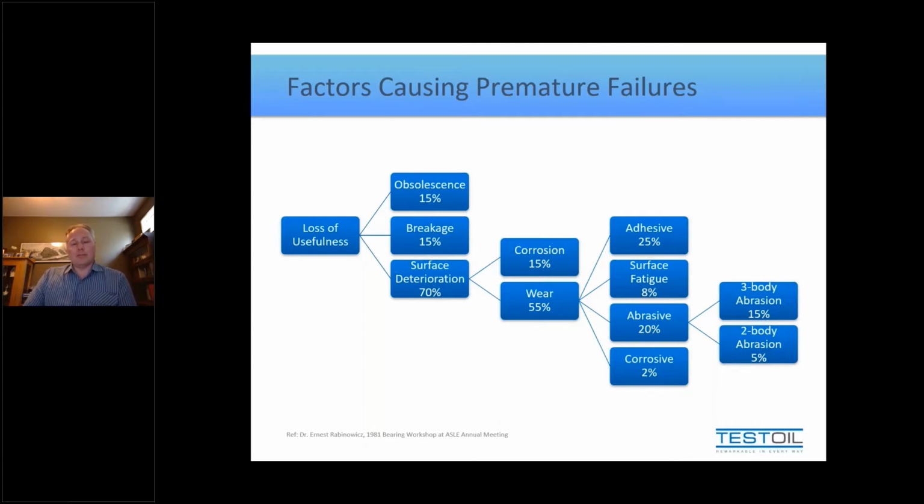Now, 2-body abrasive wear is when 2 surfaces rub against each other and one wins and one loses, kind of like sandpaper and wood. 3-body abrasive wear, on the other hand, is when 2 surfaces come into close proximity with each other, but there is a third body, a particle as an example, in between the 2. And in this case, the particle wins and both surfaces lose. So that's right up there with those clearance-sized particles. So as you can see, the second largest slice of the largest slice of the largest slice causing a loss of usefulness has something to do with particulate.